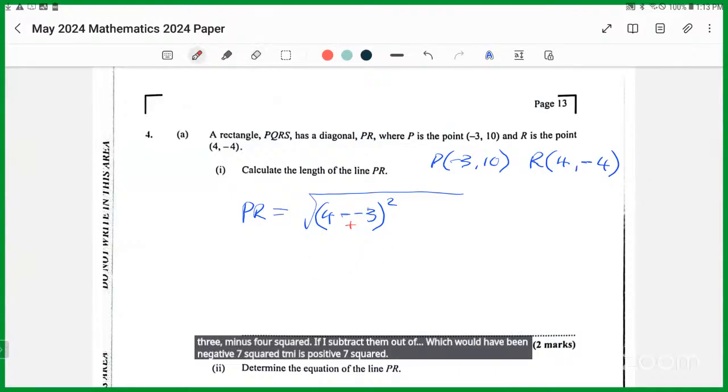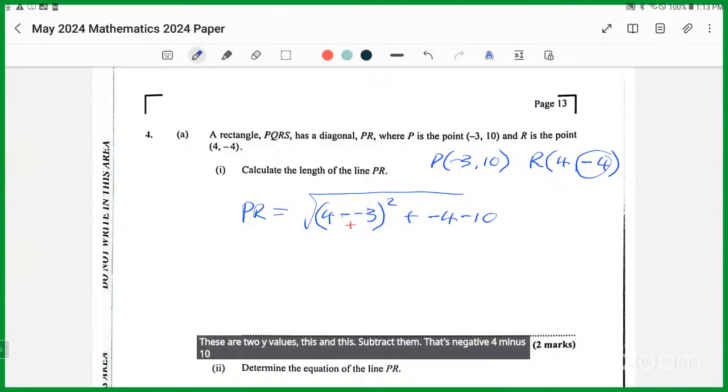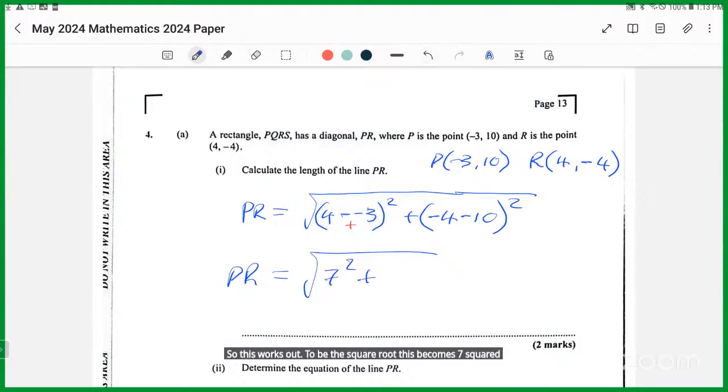Then I'm doing the y now. The difference of the y values, these two, subtract them. That's -4 minus 10. This is the y value here, minus the y value there, and you're squaring that as well. So this works out to be the square root of 7 squared plus -14 squared, which is the same as 14 squared. -14 squared and 14 squared are the same. This is what you're calculating. Whatever I get for that is the answer.